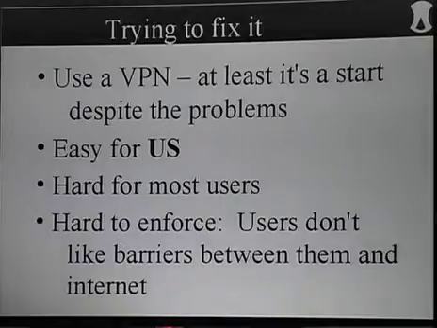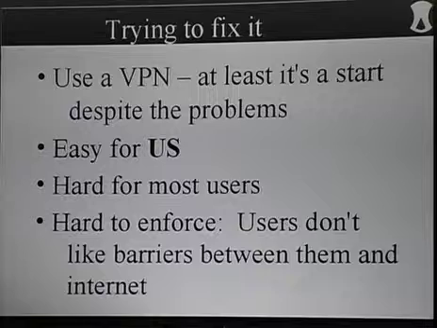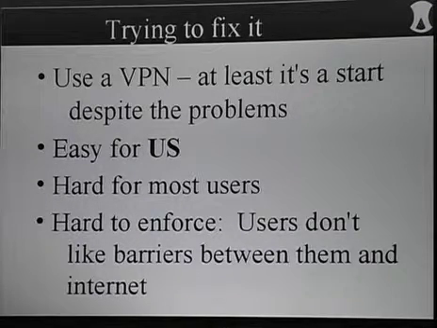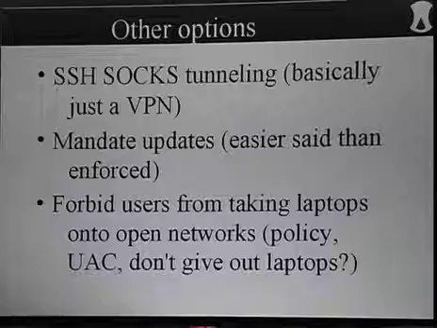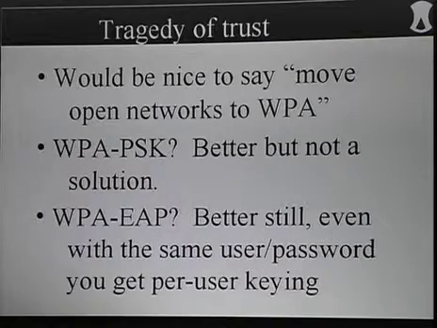What do we do to fix it? Well, we can try to use a VPN. It's a start. There's still the attack vectors for it. That's easy for us. It sucks for most users. It's really hard to enforce. Users don't like having to run another program before they get their porn. You can do SOCKS tunneling over SSH. It's the same thing. You can mandate updates on your users. That's easier said than done. You can prevent users from taking laptops onto open networks. Good luck. If you can make it happen, then by all means.